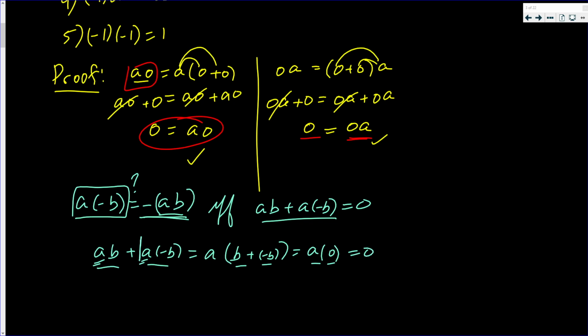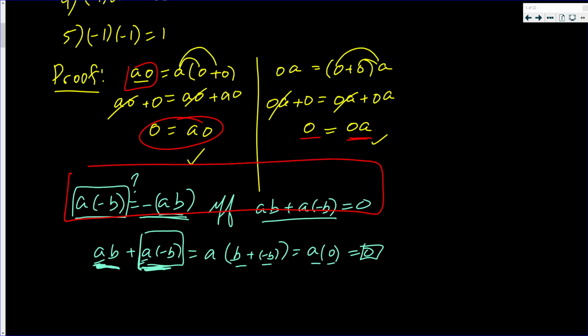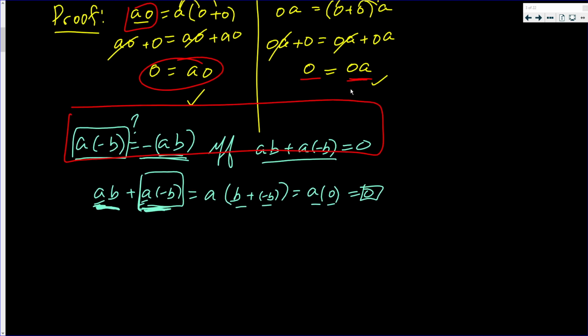That means I don't care what this is. If I take ab and I add this to it and I get 0, that means whatever is in that box must be the inverse of ab. And that's what I said above in this statement. Okay? Now I want to prove it the other way.